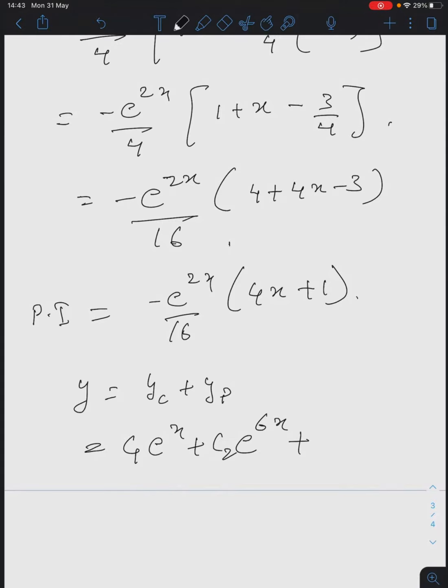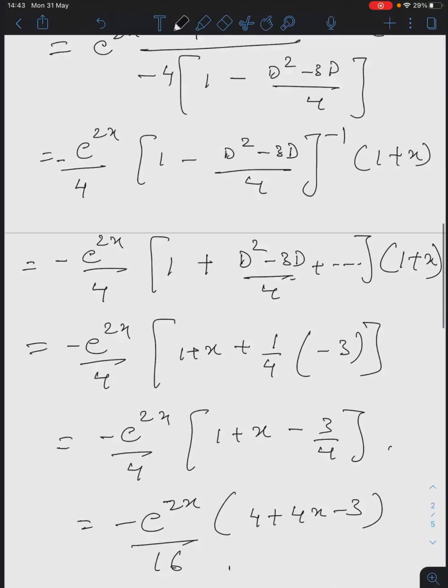Plus yp. So yp is in minus with the minus sign. So minus e to the power 2x by 16 into 4x plus 1. This will be the result. So understood? What is the new thing you have done in this problem?